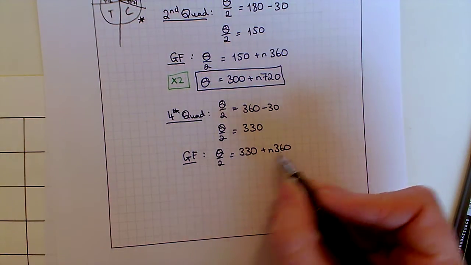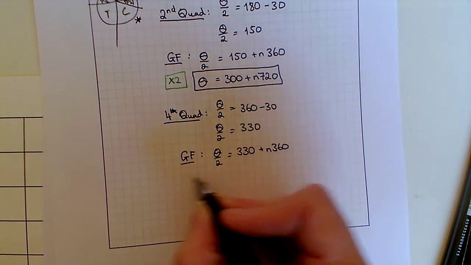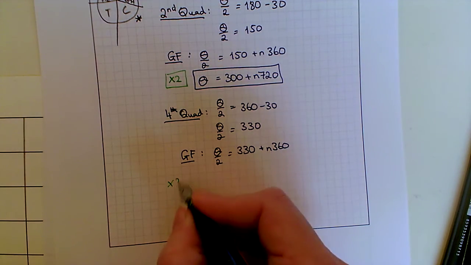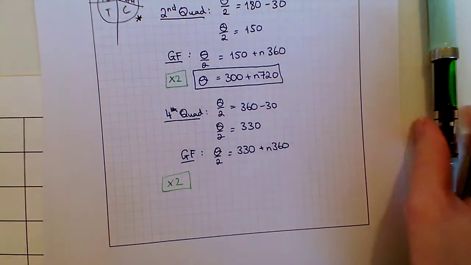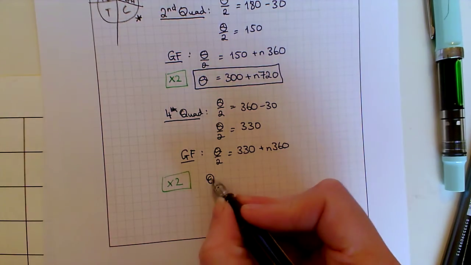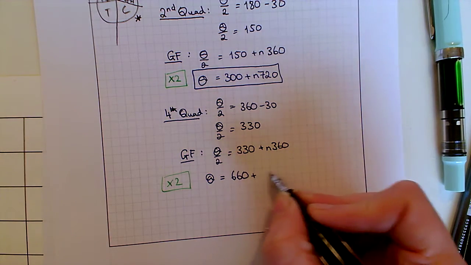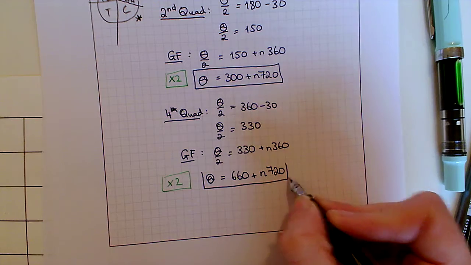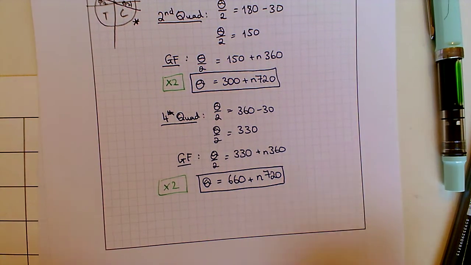It changes after you deal with whatever's multiplied by the angle. So the next step then is, again, I'm going to multiply by 2. And just to emphasize, it's times 2 because that's what's under the line. So theta is equal to 660 plus n times 720. If you're more comfortable with that n after the 720, that's fine. There's no difference to that at all.